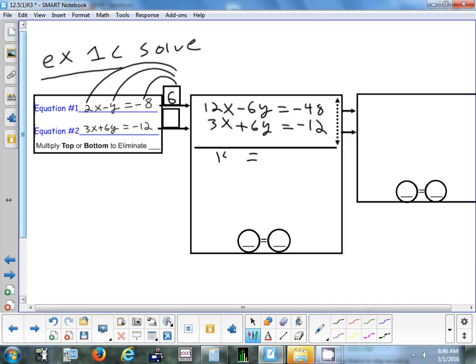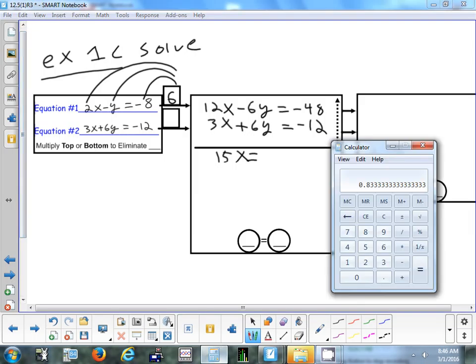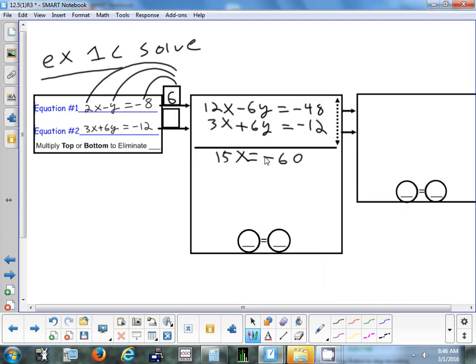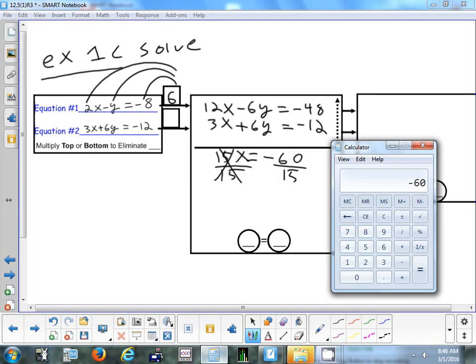Yep, 15x. And -48, take away 12. We can use our calculator. That's -60. And my last step, Ryan, how do we move that 15 to the other side? Yep. I'm going to divide it. And -60, we'll do divide by 15. We get -4.